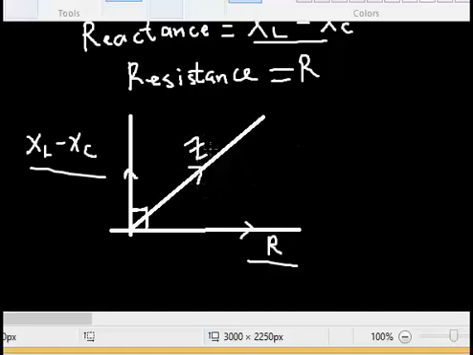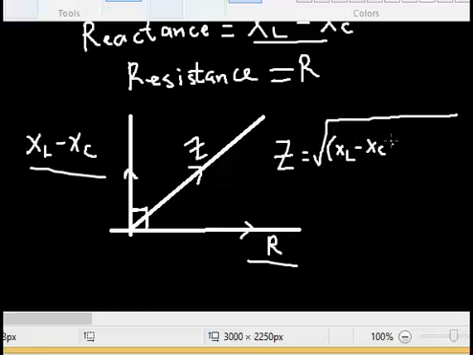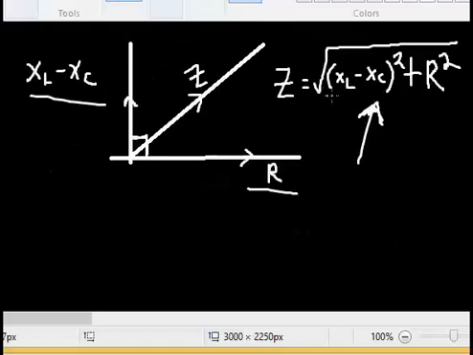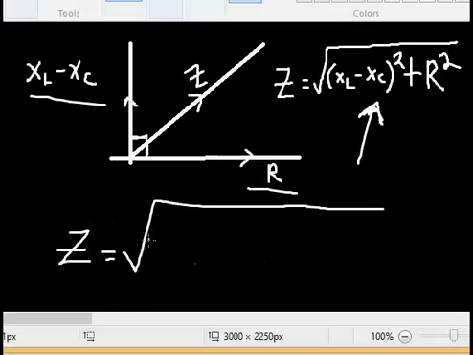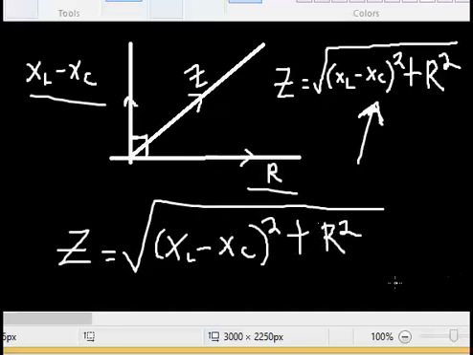So by virtue of Pythagoras theorem, the impedance is going to be equal to the square root of the reactance, XL minus XC, all squared, plus the resistance R squared. So the impedance, the total opposition to the flow of current in an alternating current circuit, is given as this. Let me write it again: impedance is equal to the square root of (XL minus XC) all squared, plus R squared. I hope that is well understood.